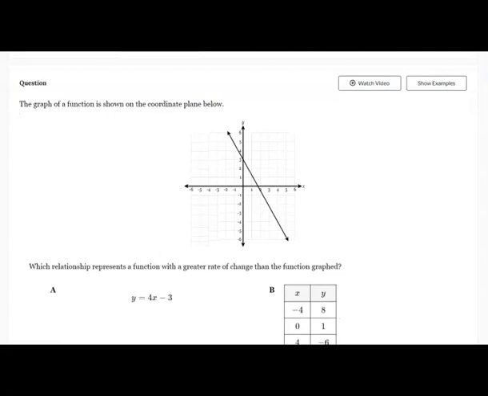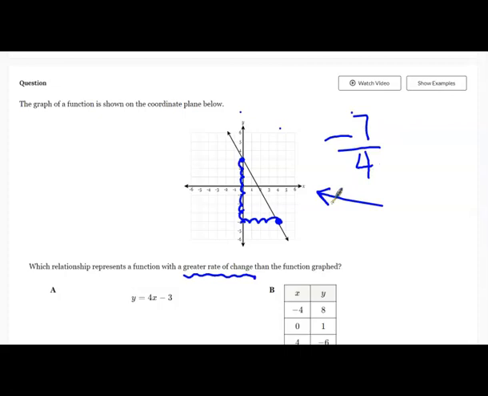This time, we're given a graph of a function, and we want to find a function with a greater rate of change than this one. Well, first, I have to find 2 perfect corner points, and I'm going here. Negative 1, negative 2, negative 3, negative 4, negative 5, negative 6, negative 7. 1, 2, 3, 4. Negative 7 over 4.